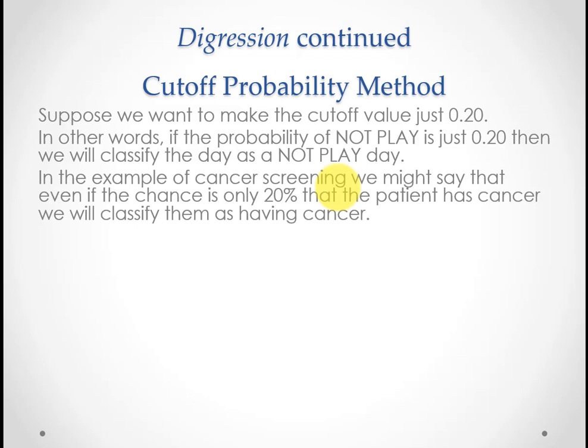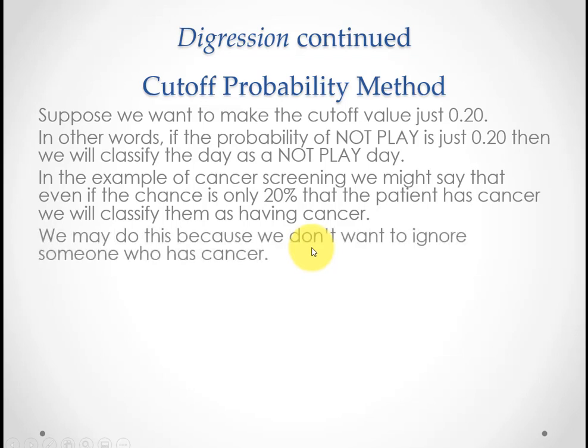In the example of cancer screening, we might say that even if the chance is only 20% that the patient has cancer, we will classify them as having cancer. Remember that if you classify someone as having cancer, that means they'll probably go in for additional tests to focus in on whether there actually is cancer. So it doesn't mean you're going to do something terrible to them just because you classify them as having cancer. On the other hand, if you tell them they don't have cancer when they actually do, that could be a very high price to pay for that kind of error. So we may do this because we don't want to ignore someone who has cancer. So we may set it at only 20%.